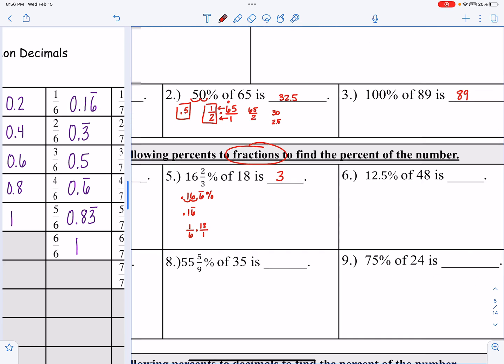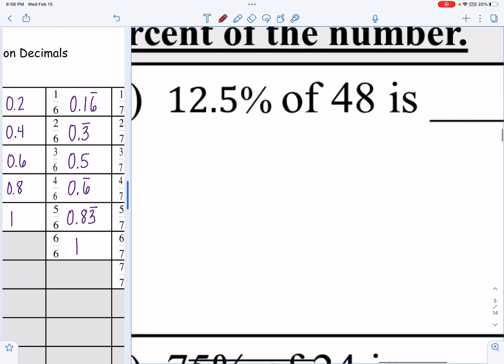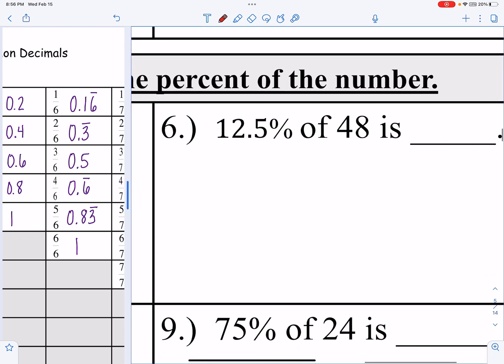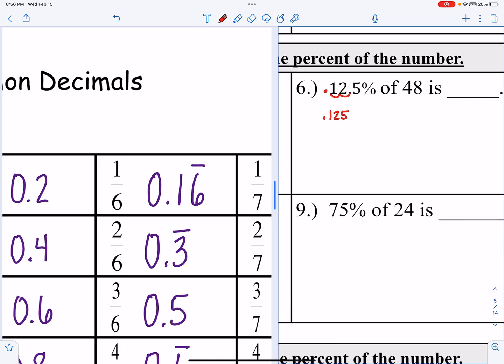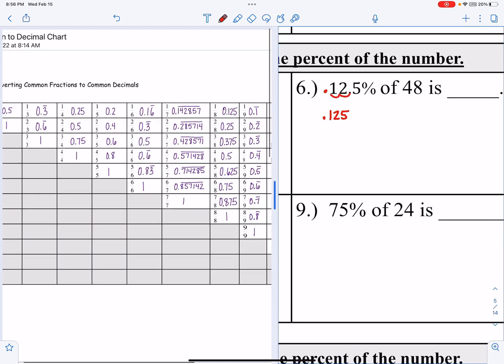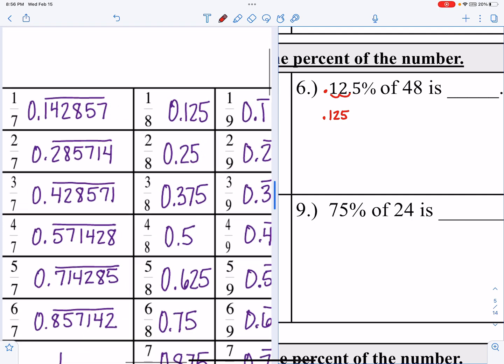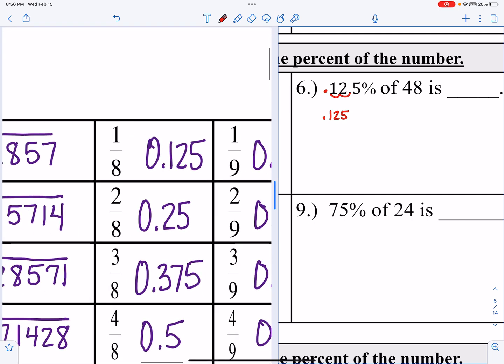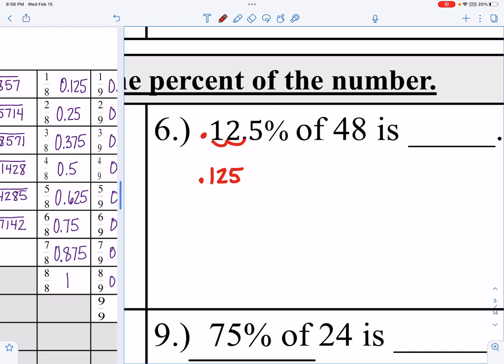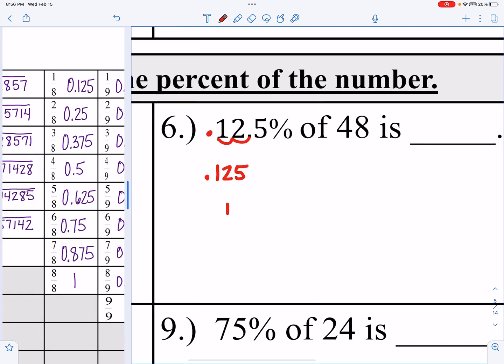Okay, let's go to the next one. We have 12.5%. We can do our nice decimal movement, divide by 100, which gives us 0.125 as a decimal. So what is 0.125 as a fraction? Let's look at our fraction decimal chart, and I see 0.125 right there is 1/8. And so as a fraction, we have 1/8 of 48.